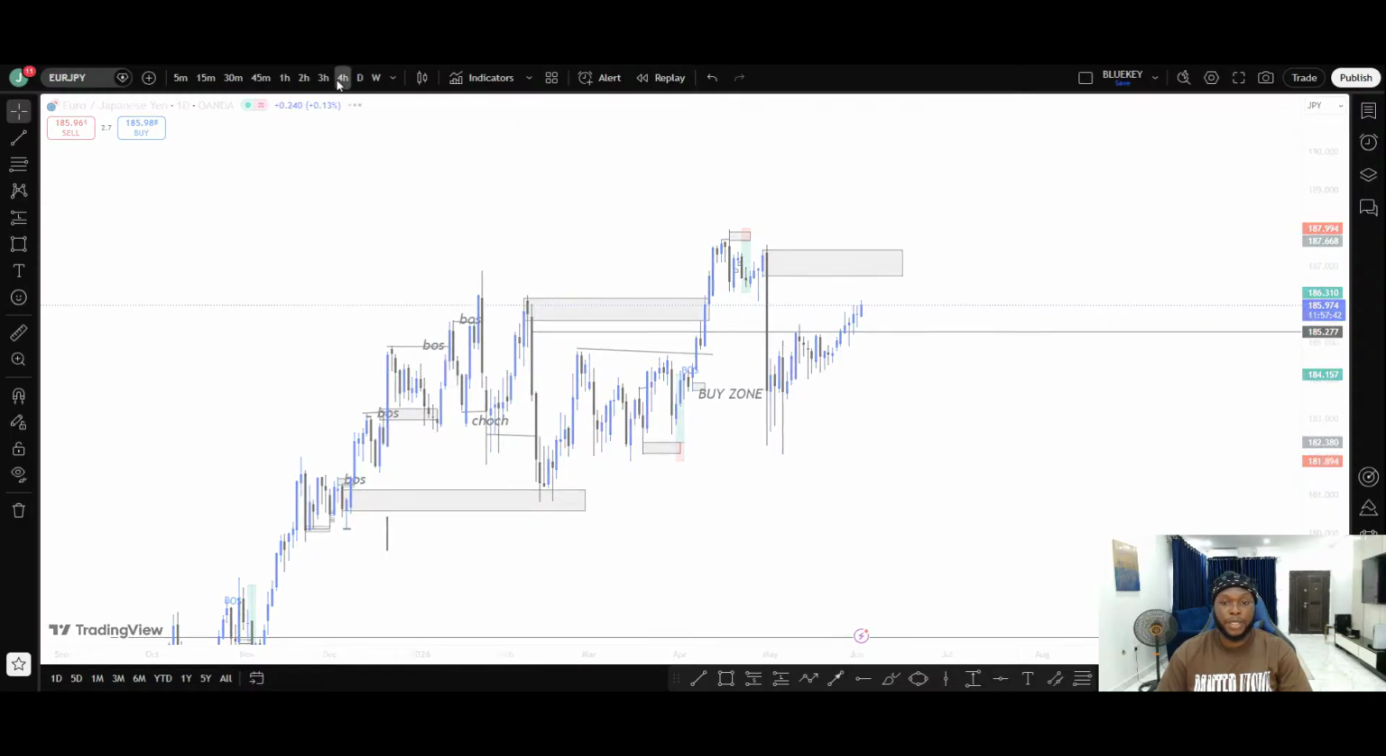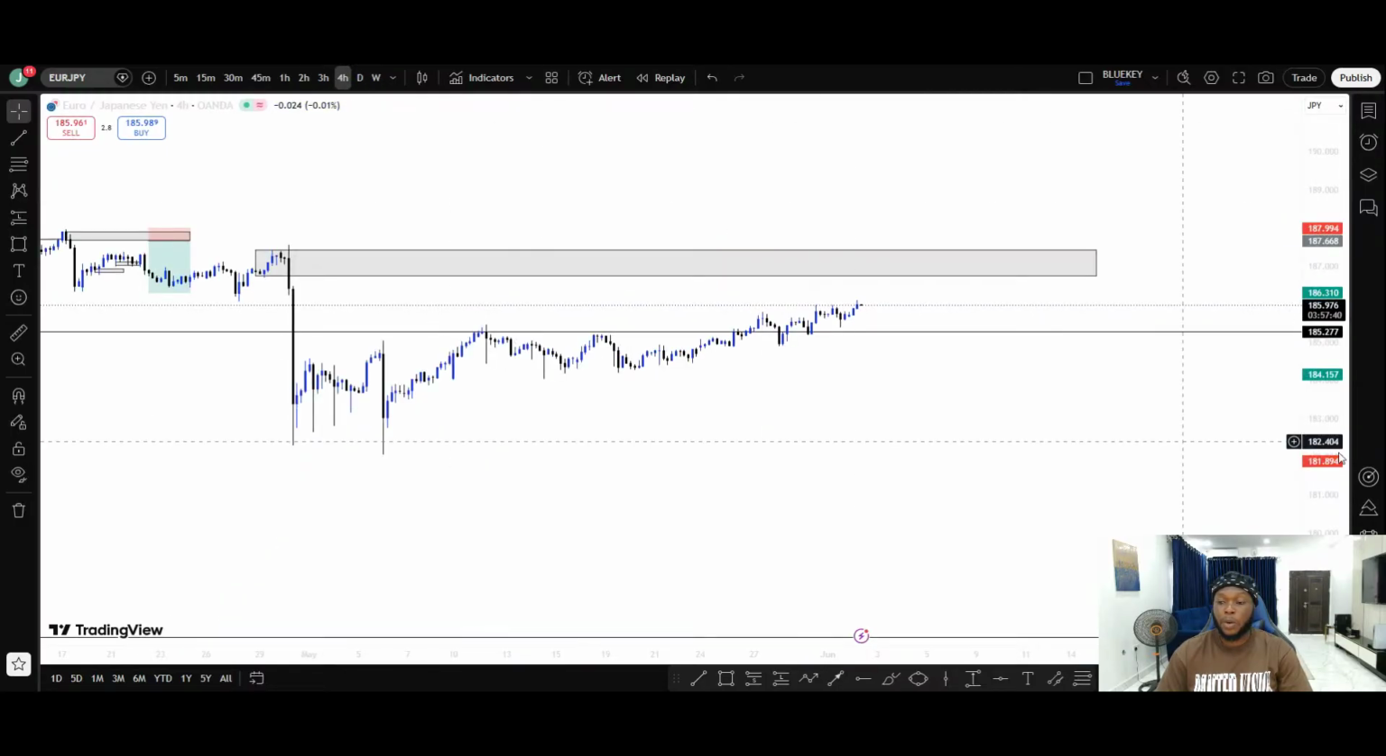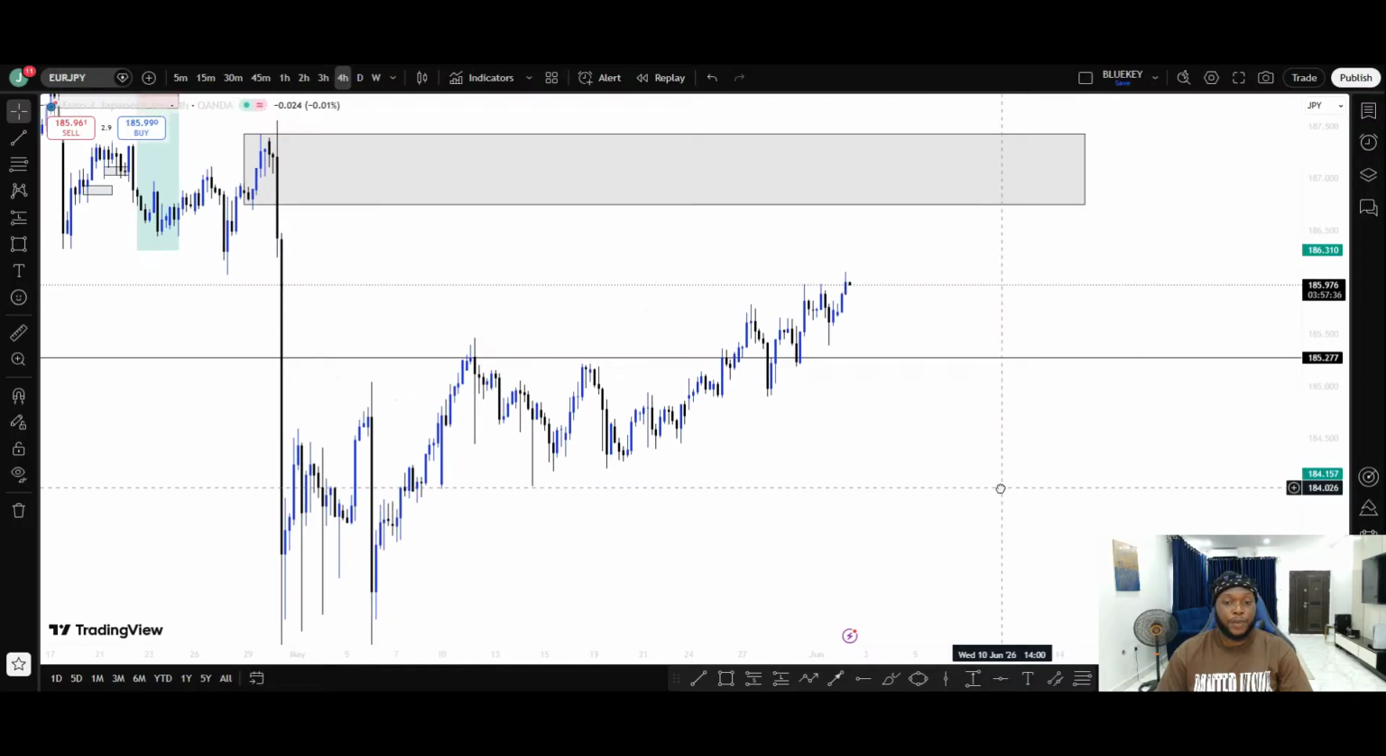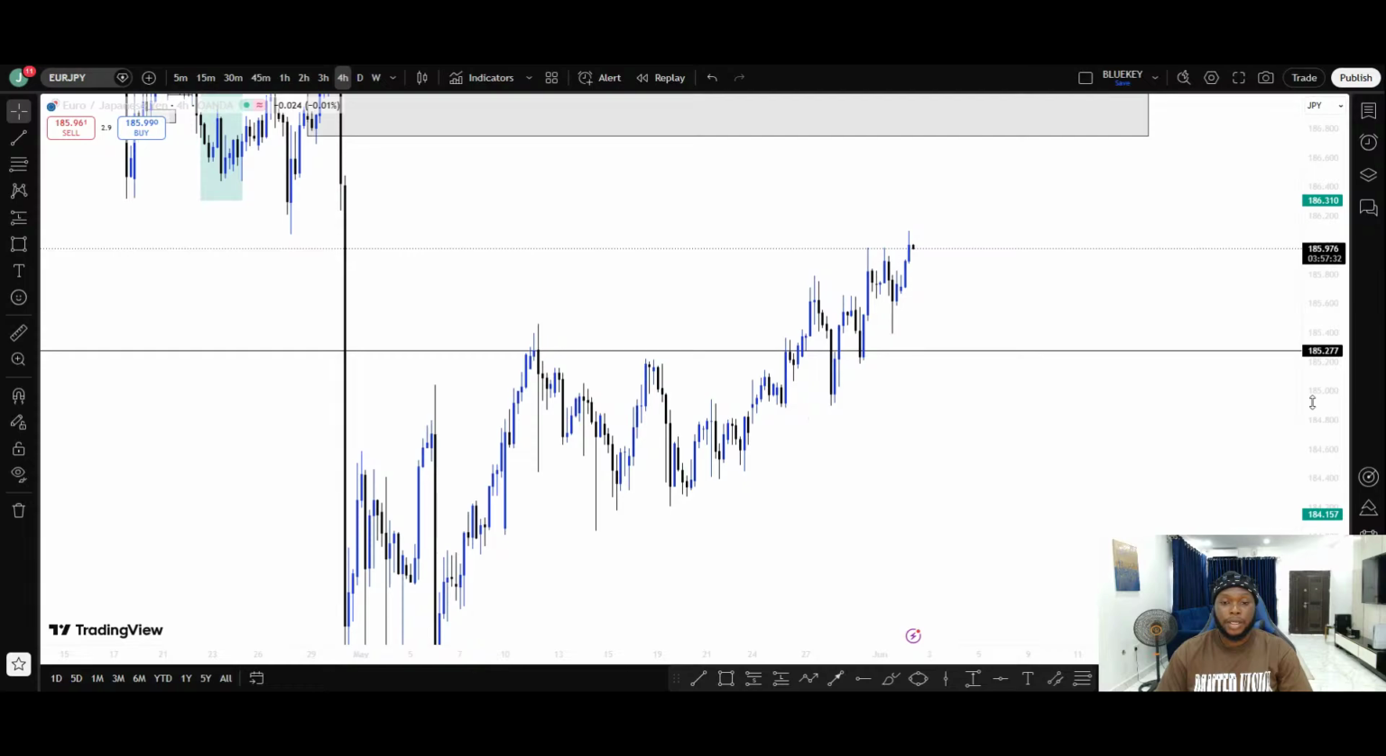So let's drop down again. Wow. The structure is very nice and clean. If you're trading this pair, I believe I see entries. This pair has been giving sweet entries. I mean, look at this now. Let's take this out. Start from here.